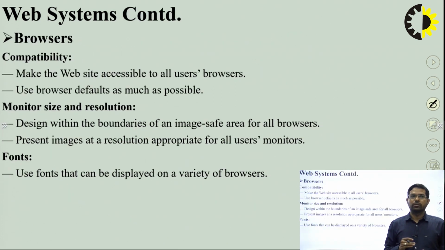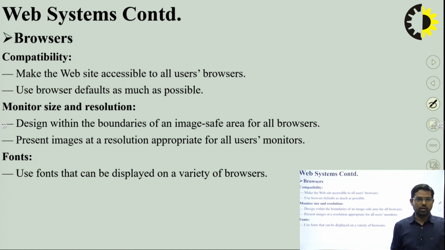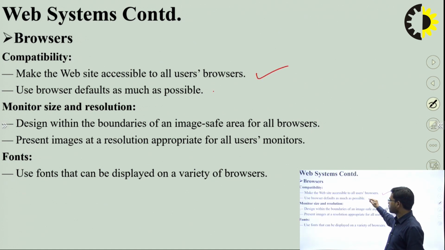just like the browser. Okay, in our web system, the browser is basically the intermediary between users and the internet. If we just go to www.google.com, it creates and shows the google.com pages. So browser compatibility means making the website accessible to all users. Use browser defaults as much as possible.